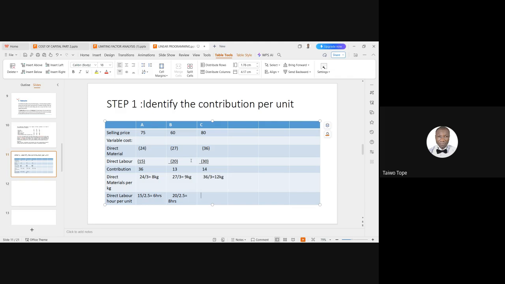And for C, you incur overall 30 to produce 1 unit. 30 naira is the labor rate, and 1 hour costs 2 naira 50 kobo. How many hours have you put in? 12 hours. Any question based on this first step?